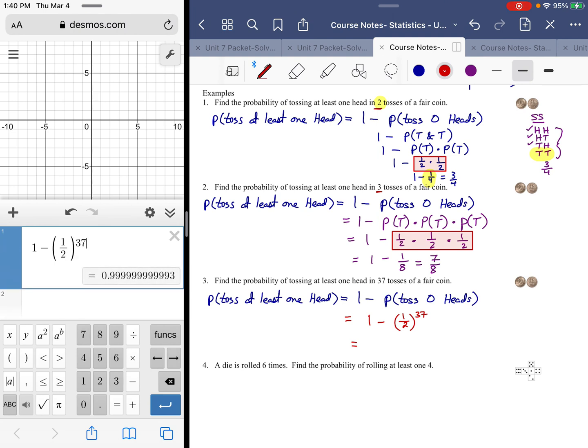Now it's going to give us a pretty gnarly looking decimal, but it is what it is. The other option would actually be to raise each part of that fraction to the 37th power, get some monstrous number. But here we could just put this whole decimal in there. Because if you start over rounding it, then it goes to 1, and that's misleading. Right? Because it's not guaranteed that you're going to get at least a heads in 37 tosses of a coin.